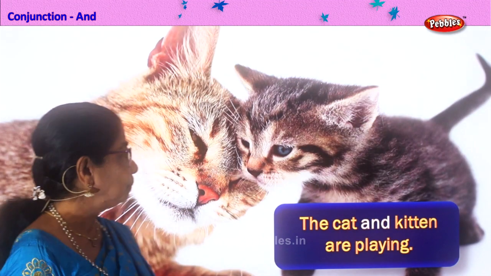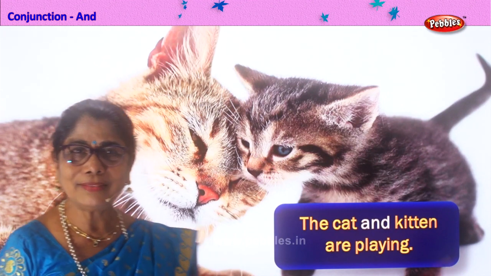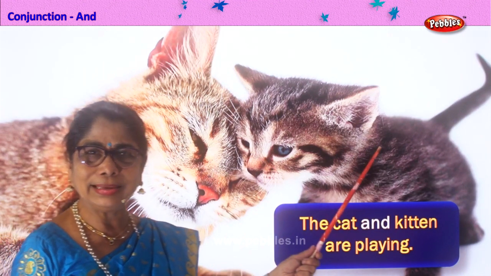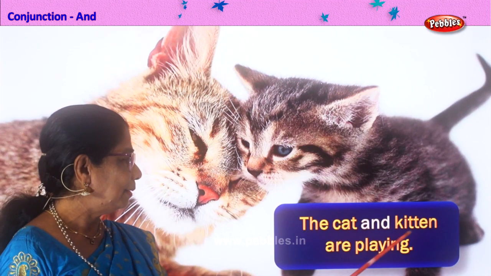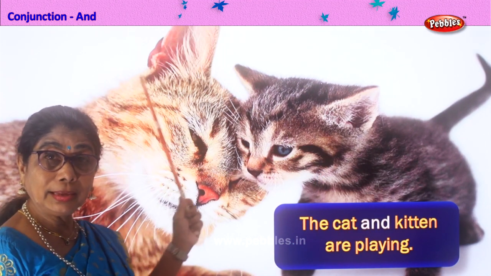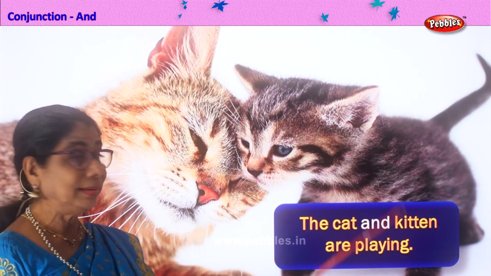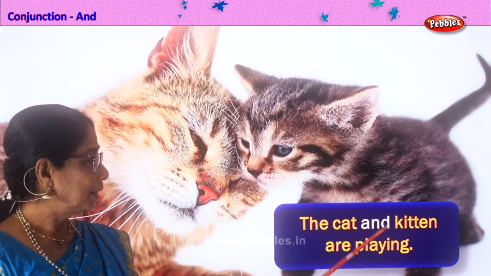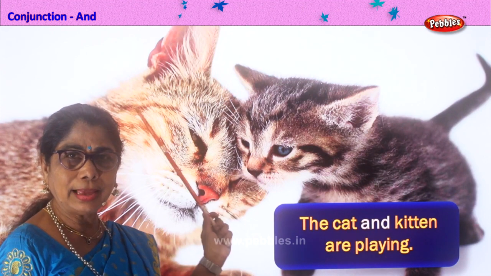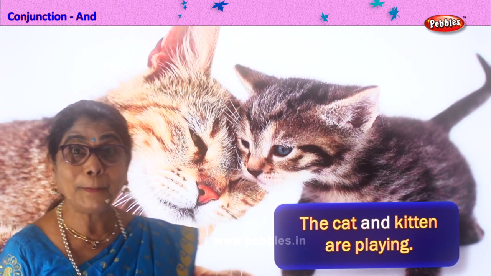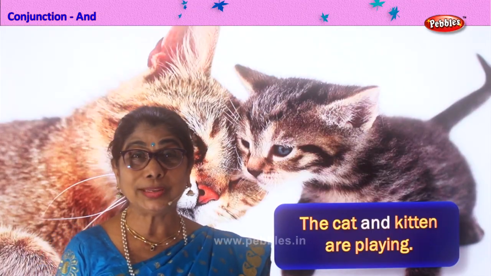Here we are. Look at this. You have a lovely cat, mama cat and kitten here. What are they doing? The cat and kitten, they are playing. The cat and kitten. And, conjunction and. Cat, kitten. The cat and kitten are playing. I hope you enjoyed this exercise.